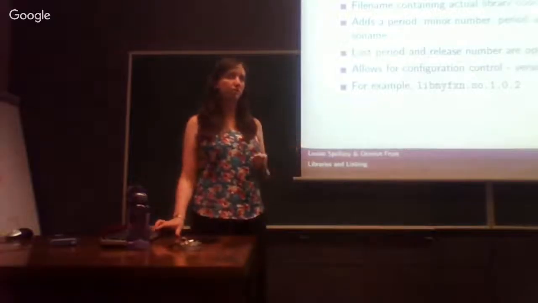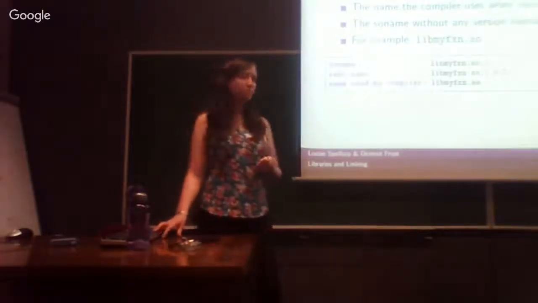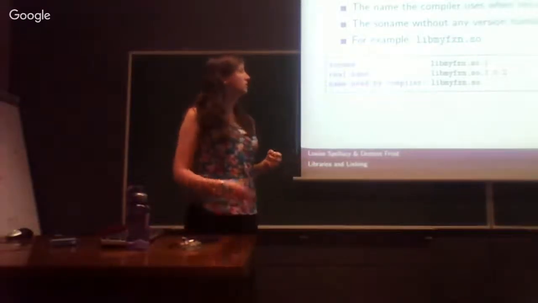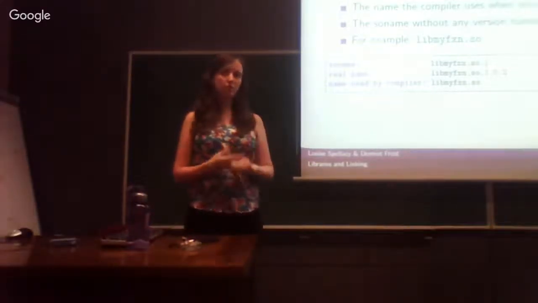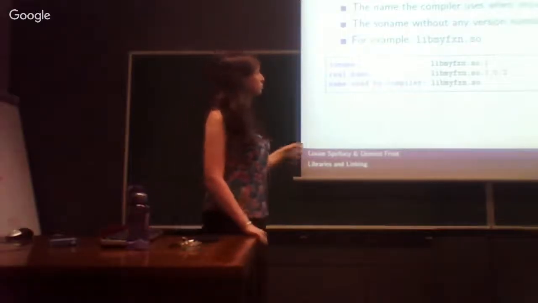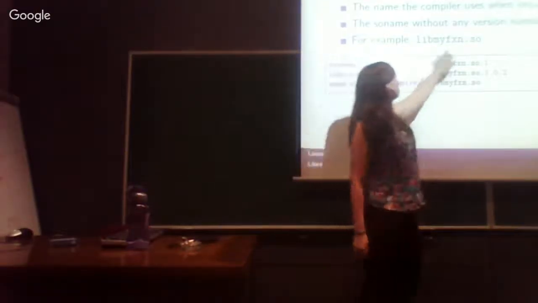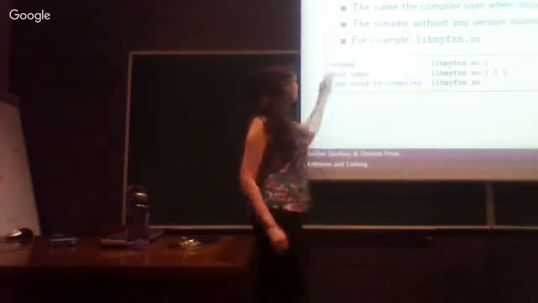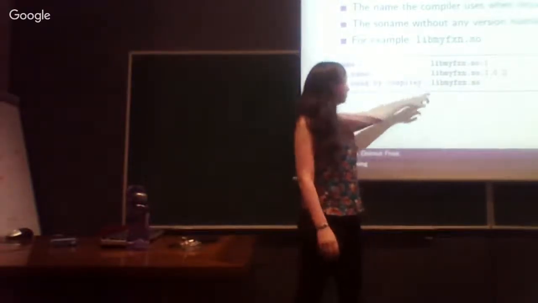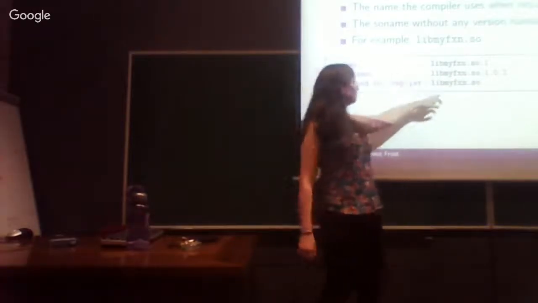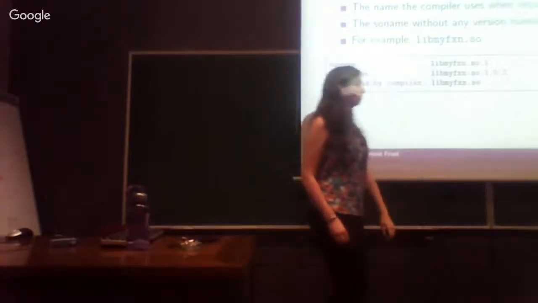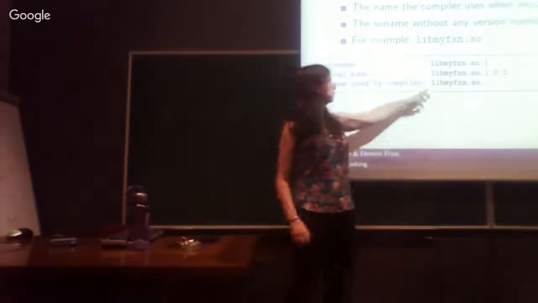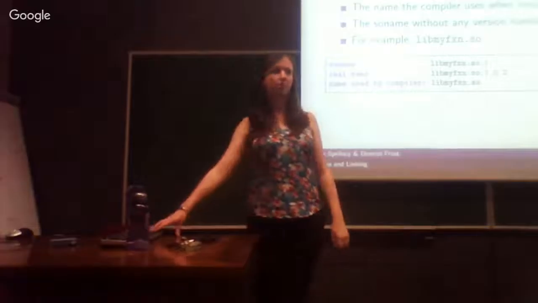So the last part then of looking at shared libraries is the linker name. So this is the name the compiler uses when it's requesting the library. Okay, so this is just the SO name without any version number. So this is the difference between the three of them. The SO name has a version number. The real name has the most recently updated version number, and then this is the name used by the compiler without any versions at all. Okay.